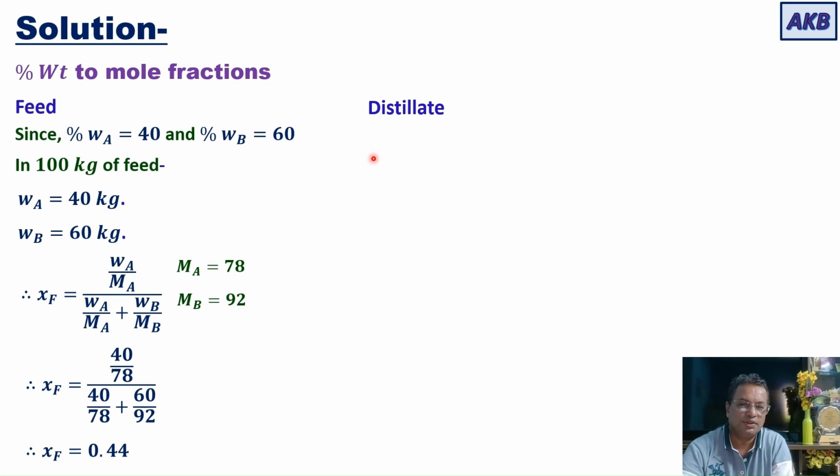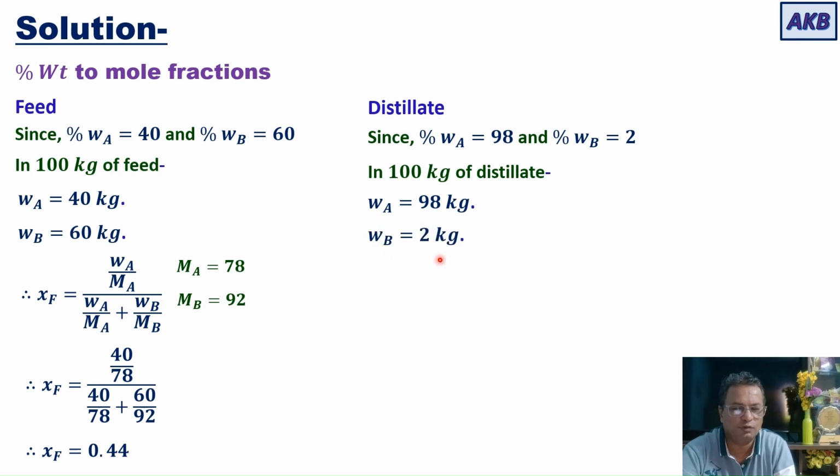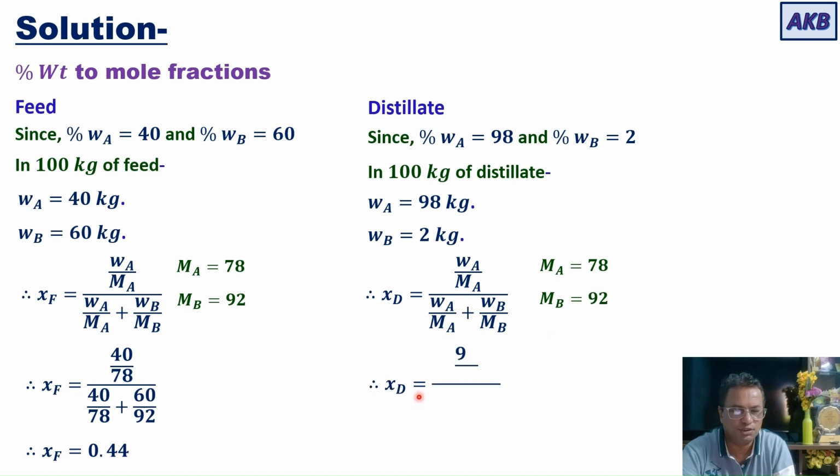Similarly, you can do the conversion for distillate. In distillate, percent weight of A is 98 and percent weight of B is 2. So if there was 100 kg of distillate, in that weight of A would be 98 kg, weight of B would be 2 kg. And again, XD, that is mole fraction of A in the distillate, would be WA upon MA divided by WA upon MA plus WB upon MB. Again, MA is 78 as we understood, MB is 92. If you put the values, XD would be 98 upon 78 divided by 98 upon 78 plus 2 upon 92, which gives us XD as 0.98.